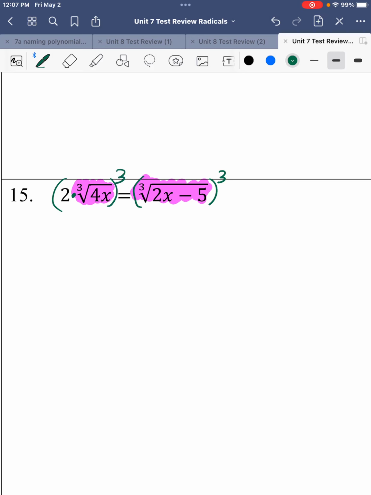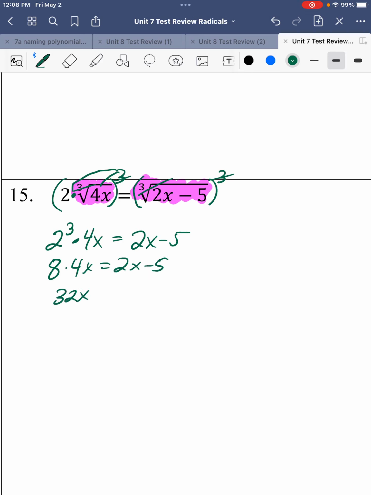On the left side, because we have this 2 here, that also is going to be raised to the third power. And then when you have cube and cube root, those will cancel. So that's going to be times 4x. And on the right side, cube root and cube cancel. So it's really nice. So 2 to the third is 8. And 8 times 4 is 32.